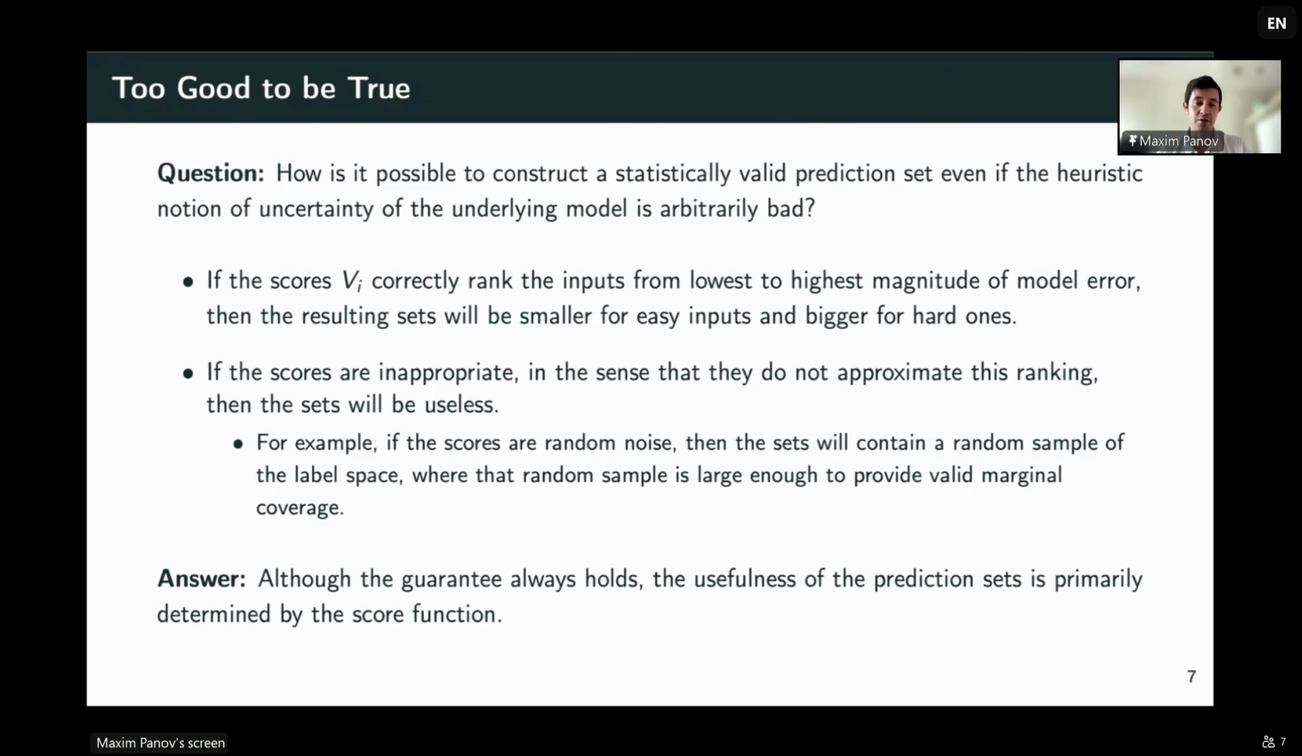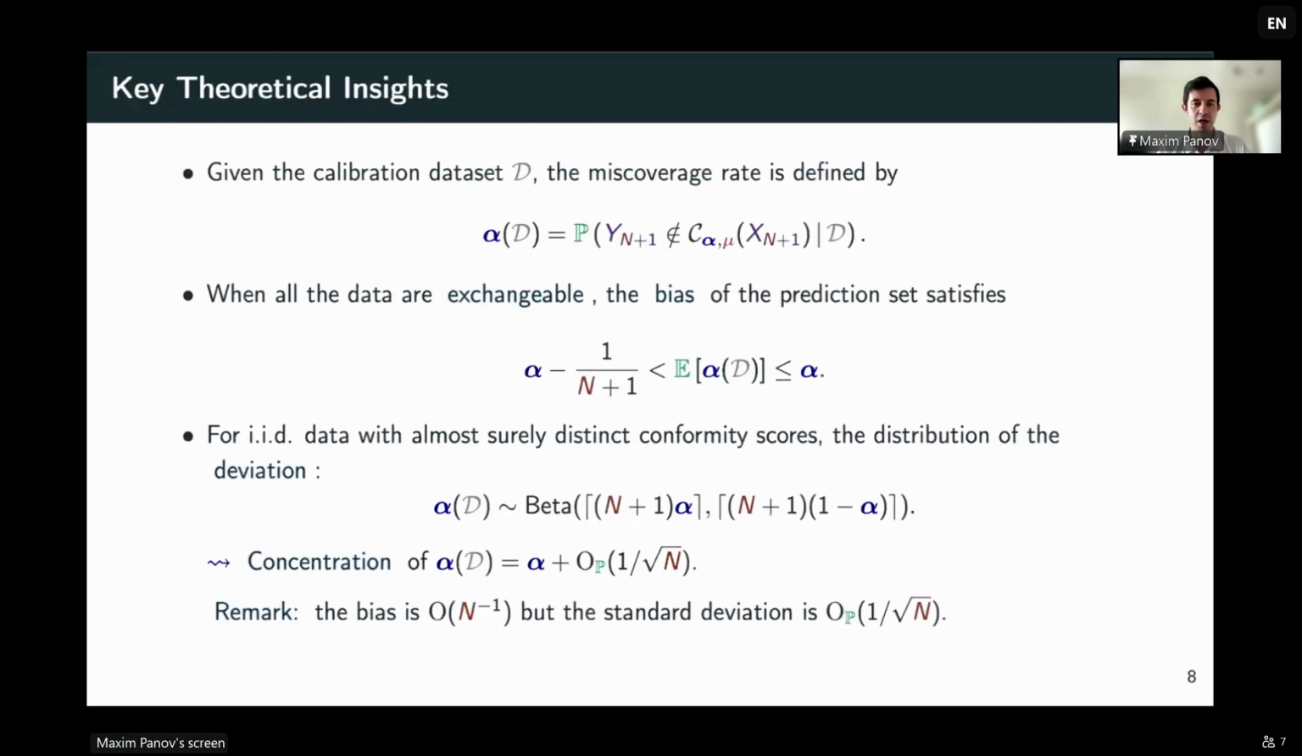And the guarantees are nice, but the actual practical applicability pretty much depends on the score function which you are using. Yeah, so the other thing which was not discussed yet is that the guarantee which we considered was completely marginal. It was averaged over new x, new y, but also over the calibration data set D.